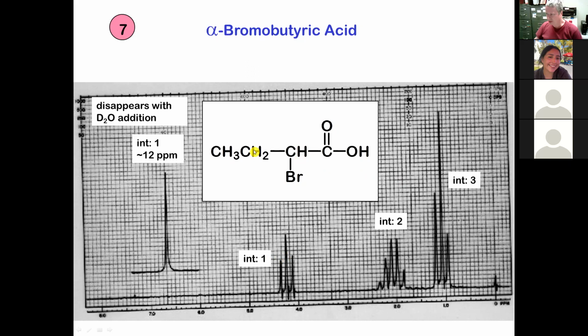Then you have a CH2 that looks kind of like a quartet, but actually I think it's a pentet. Yeah, it's 5 peaks. Why is it a pentet? Because there are 3 plus 1, 4 neighbors. 4 plus 1 is 5. It's a pentet. And of course, the boring old CH3 has 2 neighbors, and it's a triplet. Cool.